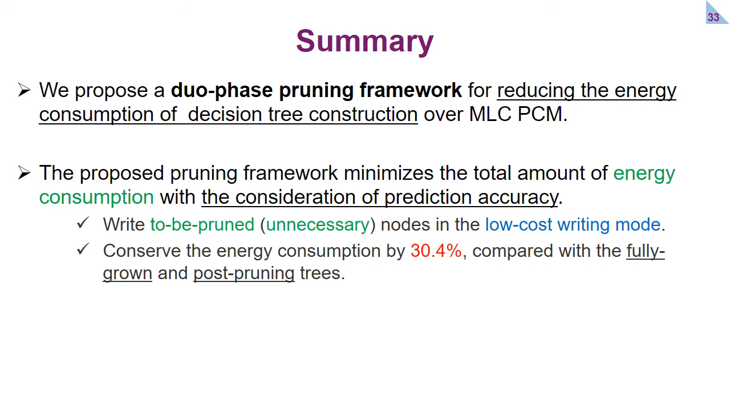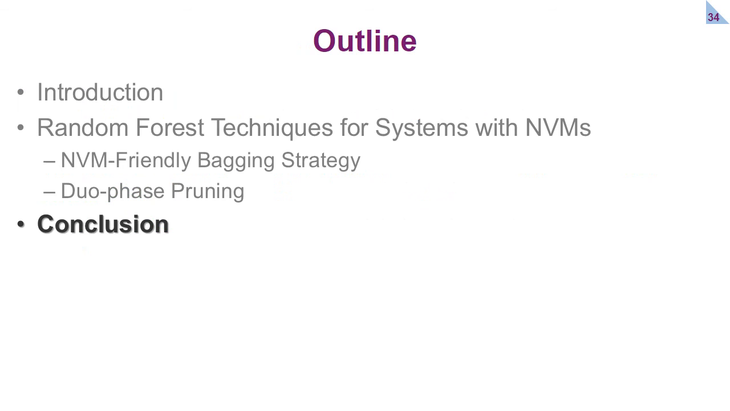In summary, the proposed dual-phase pruning framework can reduce the energy consumption of the decision tree construction because it can correctly track the unnecessary nodes and write them in the low-cost writing mode. Therefore, it can save the energy consumption by up to 30%.